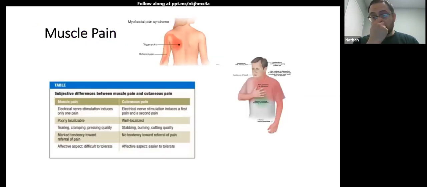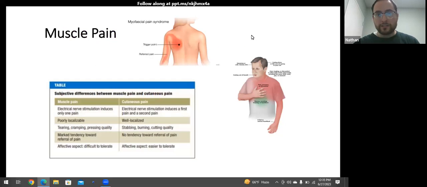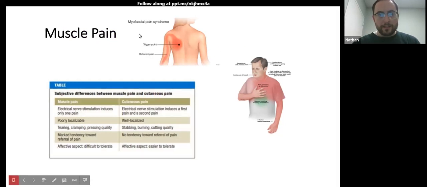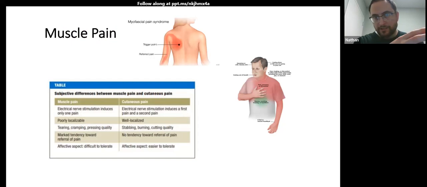Okay, so muscle pain. The interesting thing about muscle pain, as we talked about in the dry needling lecture, is that muscle pain has a specific characteristic where muscles can refer pain to other areas of the body. The clearest example of this, unfortunately, is someone having a heart attack, which is the picture on the right side. A lot of times, one of the most common symptoms is pain going down the arm.